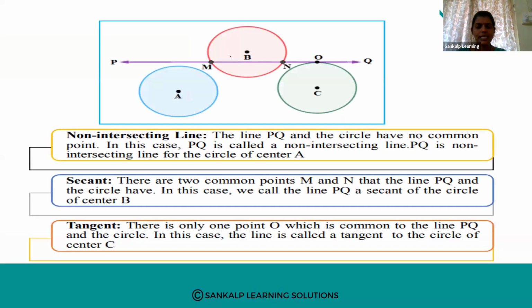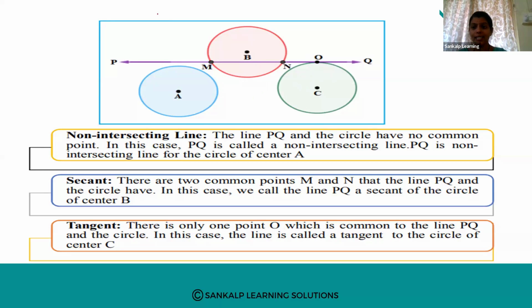Next comes, see here, three circles are there and one line, PQ line is there, and three circles which are having centers A, B and C. So this is a circle having center A, this is a circle having center B, and this is a circle having center C. Here one line is there, that is PQ.